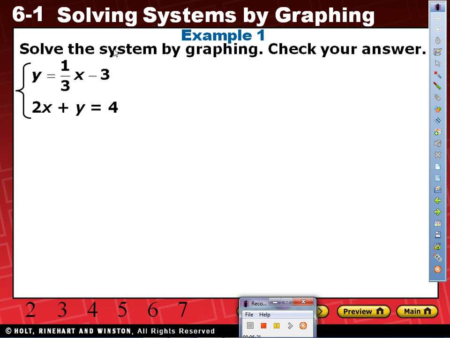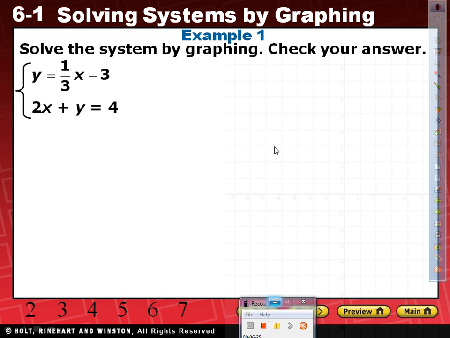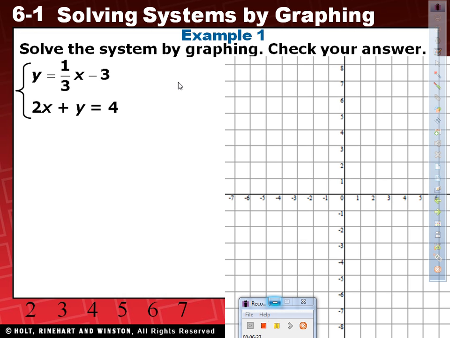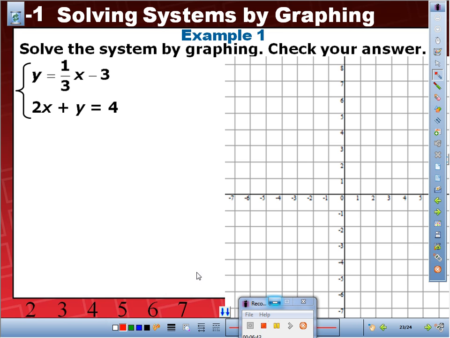All right, so for example 1, we're going to solve and check. They give us a system: y equals 1/3 x minus 3 and 2x plus y equals 4. I'm going to walk through this first one, and then I'll let you do the next one by yourself. Okay? So here we go. Pens down, eyes up here.